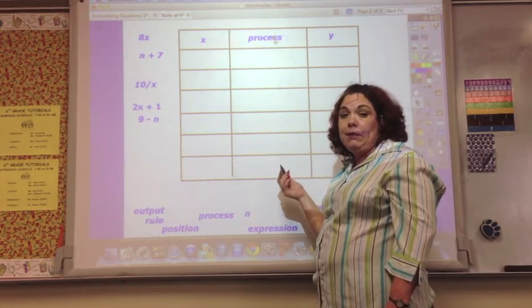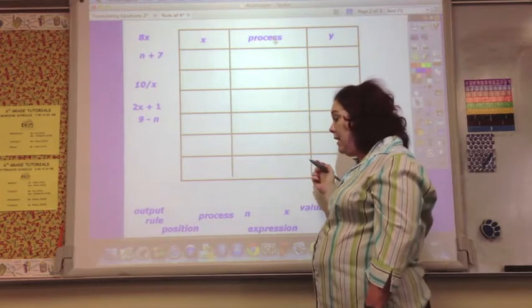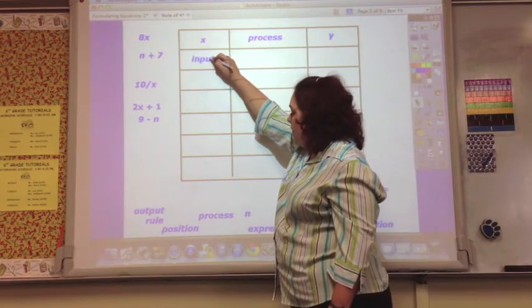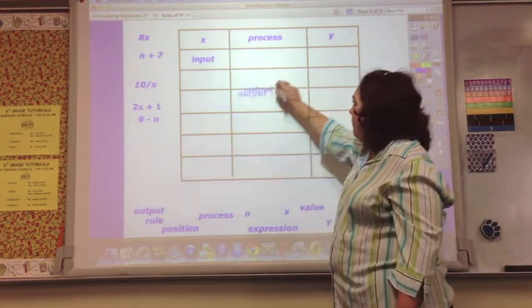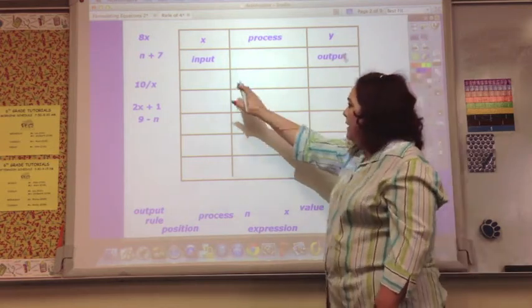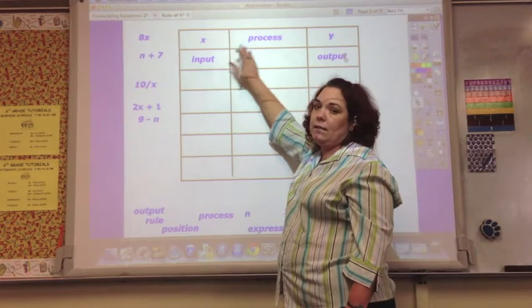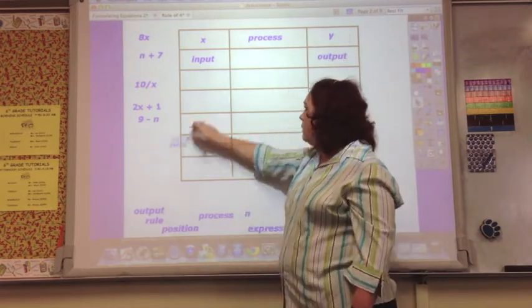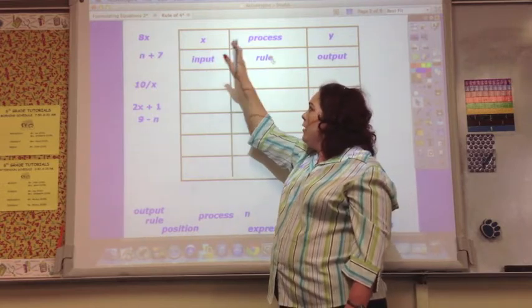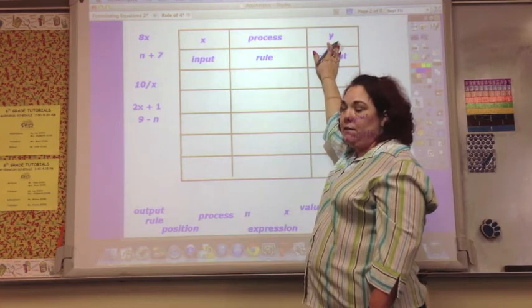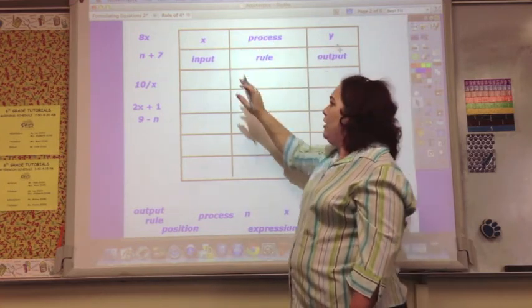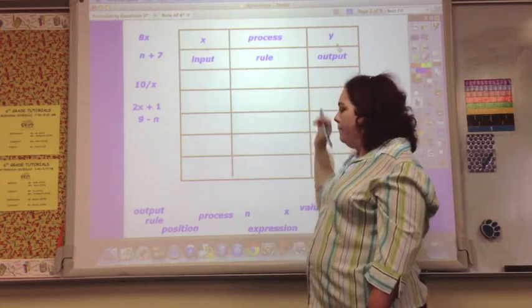Well, there's other names for these things that still mean the same thing. It might be called input, and this would be output. And going through here, what changes x to y is the rule. And the rule goes in the middle. So you have the input, the rule, and the output. Or you could have the input, the process, and the output. Or you could have x, the rule, and y.